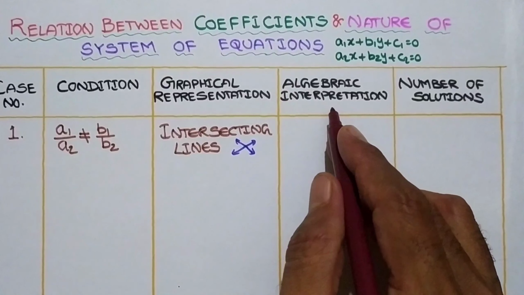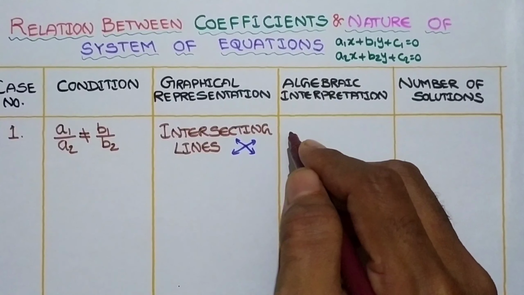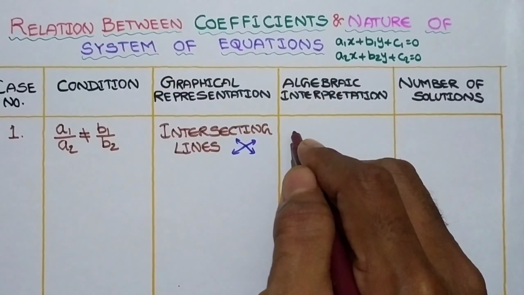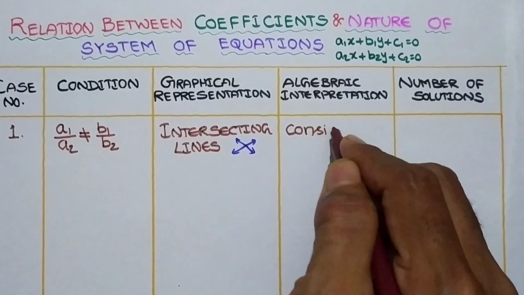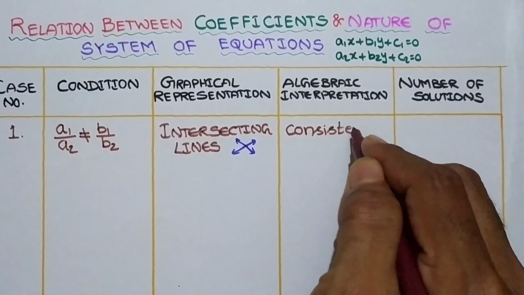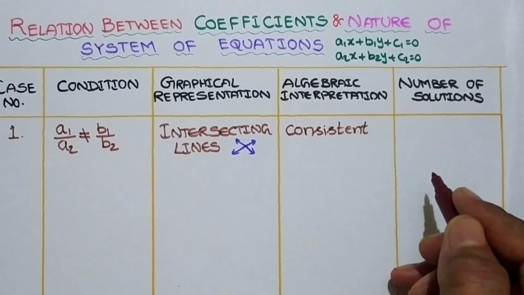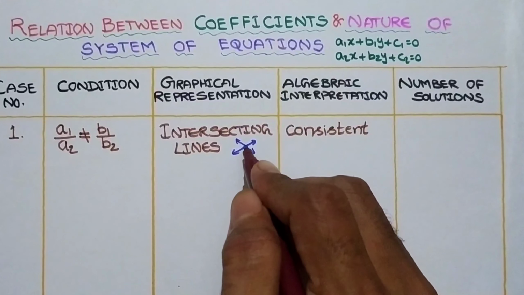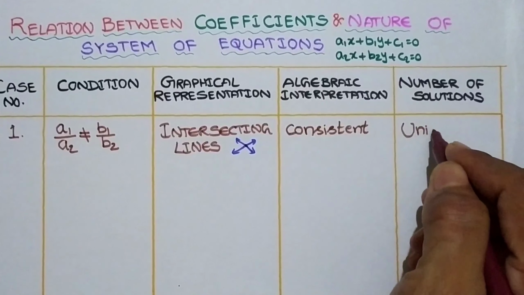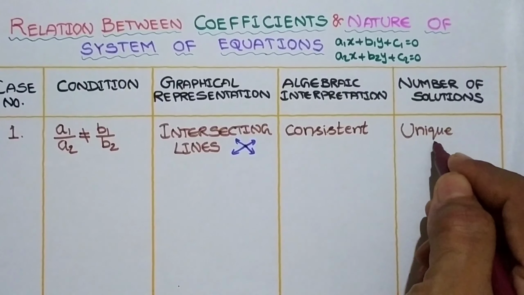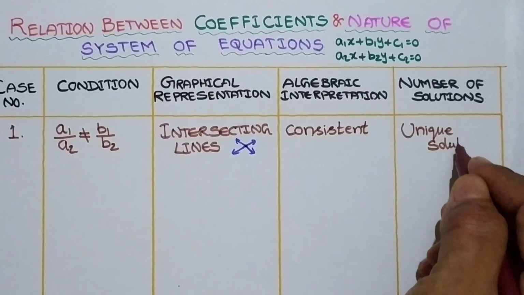So here the algebraic interpretation says whether it is consistent or inconsistent. It is consistent. And the number of solutions, here you can see they meet at only one point. So unique solution.